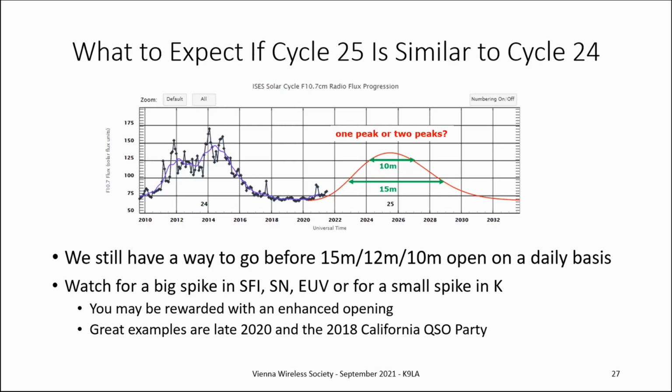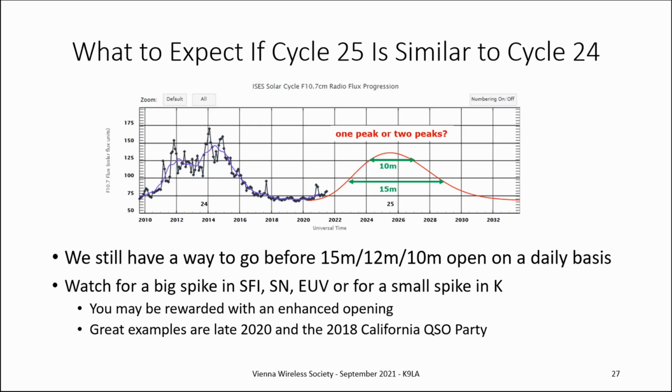You can see cycle 24 had two peaks. That's because the two solar hemispheres weren't working in concert. One solar hemisphere dominated, then died down, and then the other one picked up. Will cycle 25 have two peaks? I don't think anybody knows. We don't understand it well enough to make that prediction.